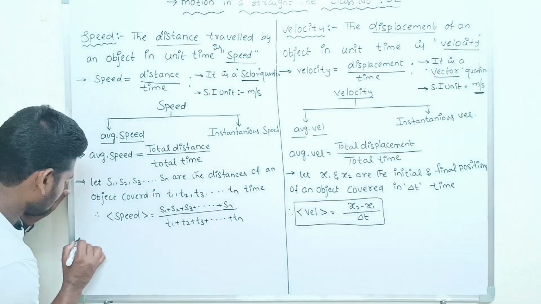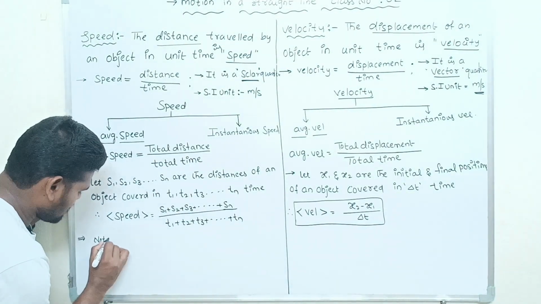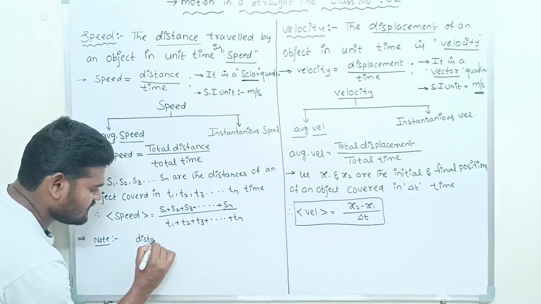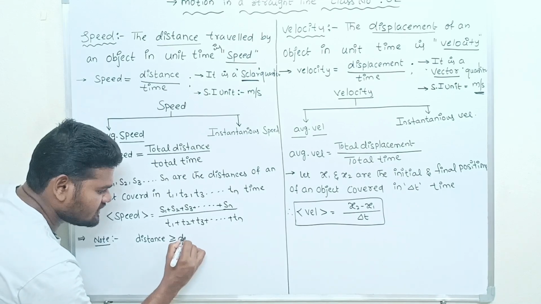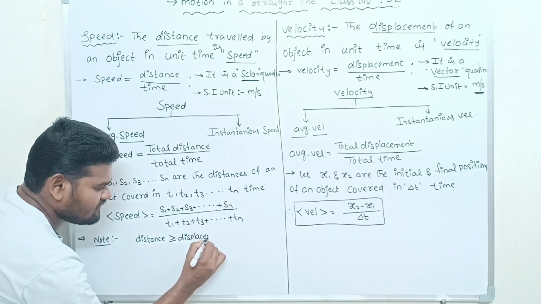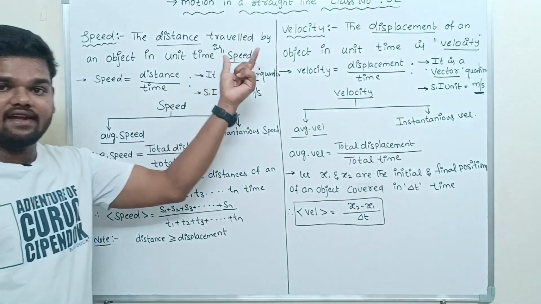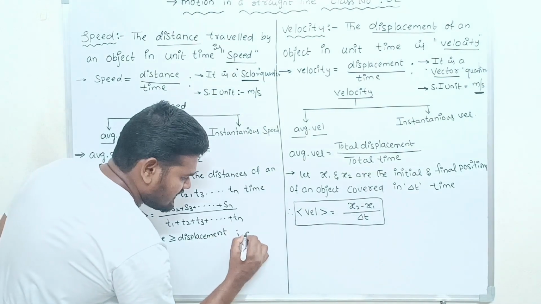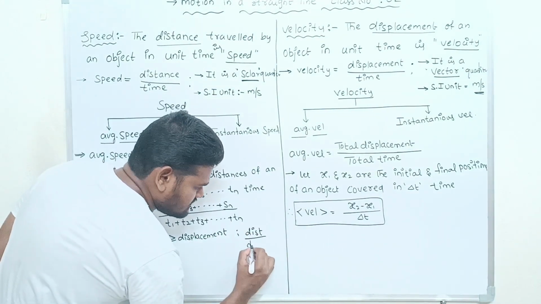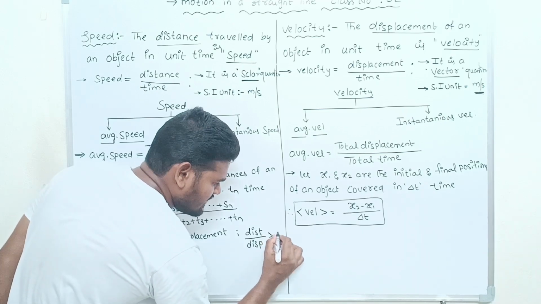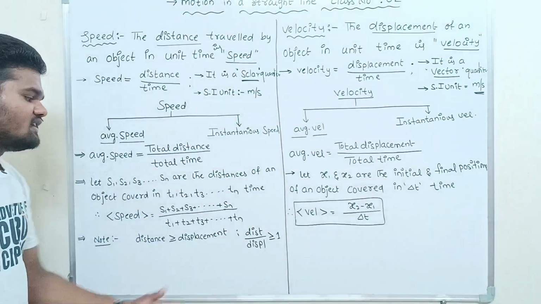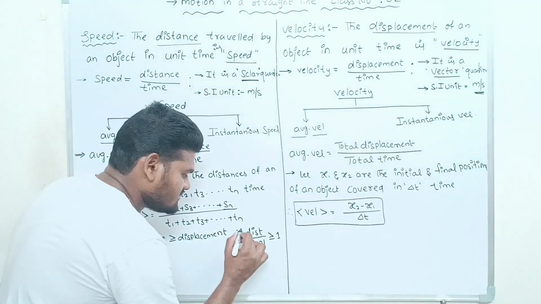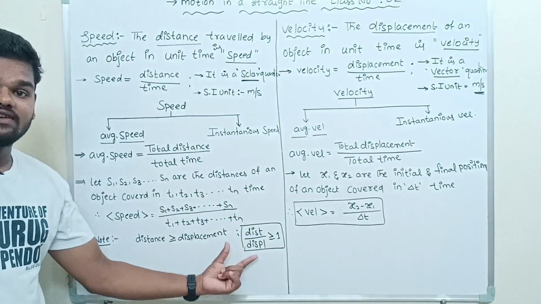Note: in the last class I told you, in a previous session that we discussed, that distance is greater than or equal to displacement. From the diagram we can write distance is greater than or equal to displacement. From this we can write distance by displacement is greater than or equal to 1.